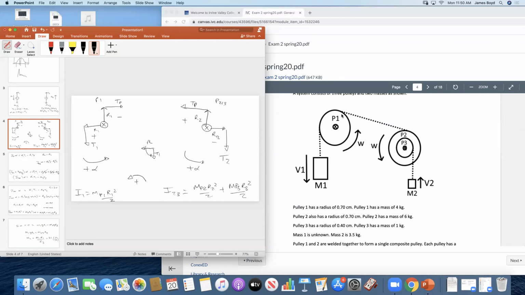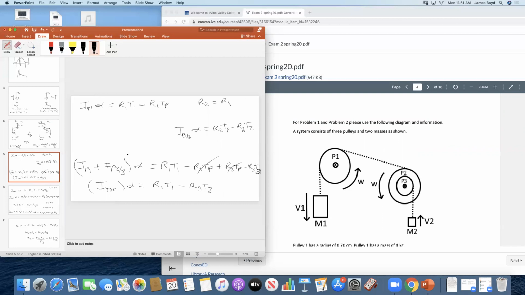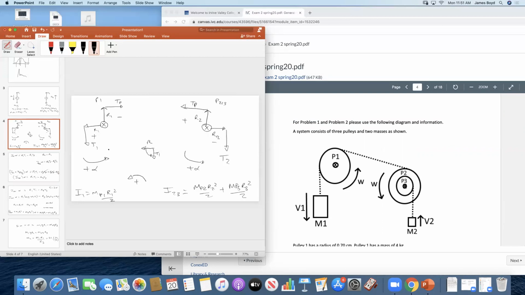And you better know the difference between the tensions: this is one tension, this is a totally different tension, and this is a third different tension. On the torque diagram, you need to choose which way you think it's going to be rotating. You're usually given that, but that tells you if alpha is going to be positive or negative, because remember, we're trying to find this equation right here. And we need to figure out what is alpha, what are the torques, what is I.